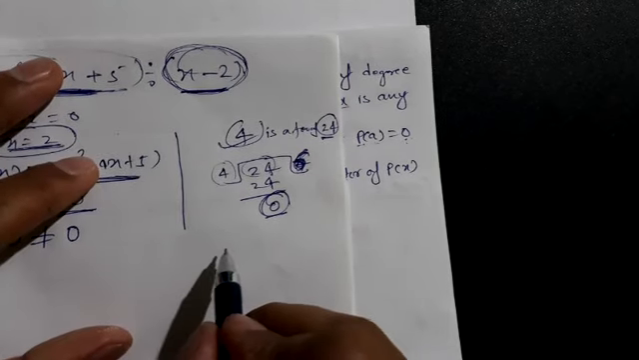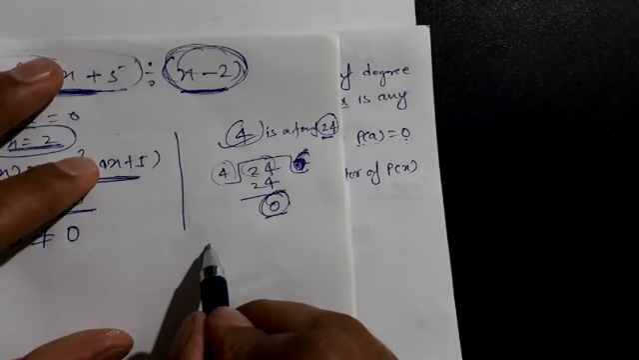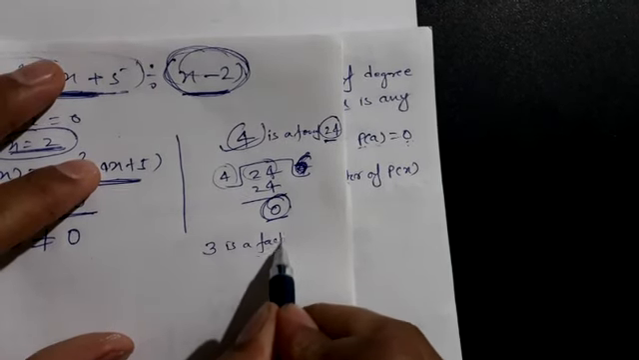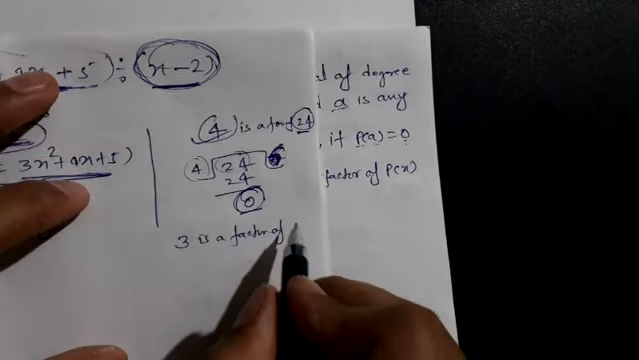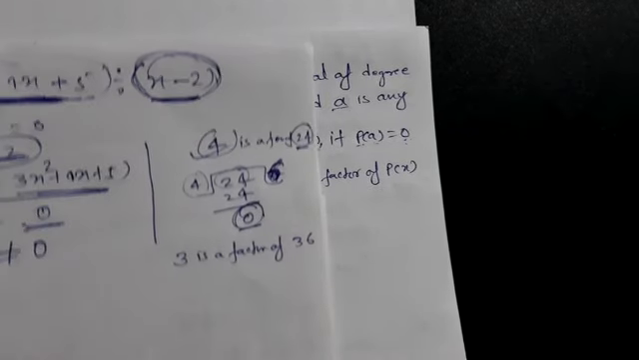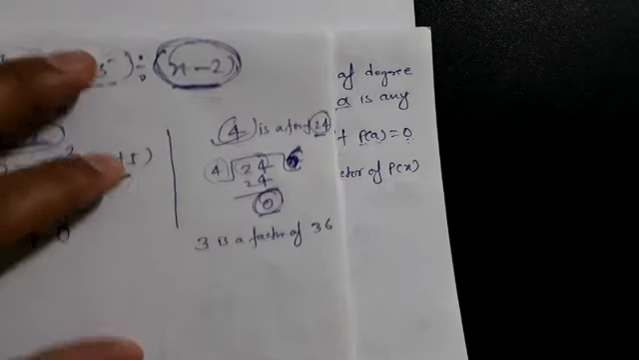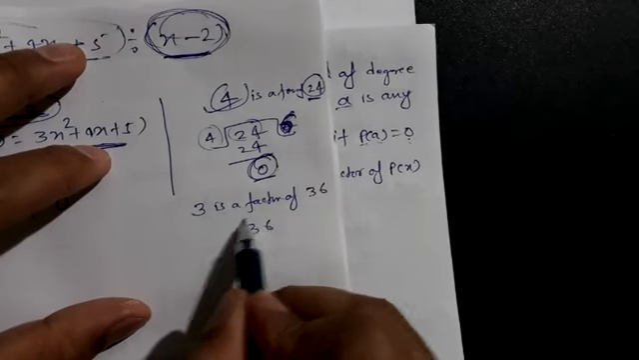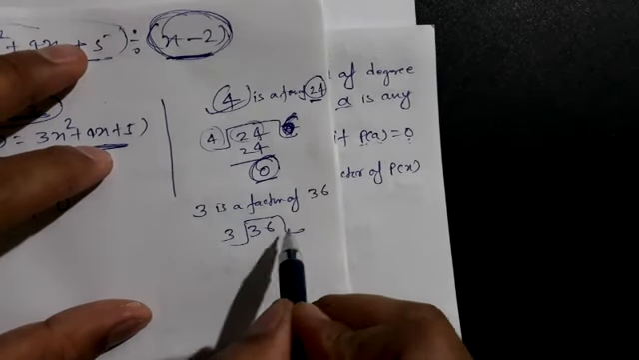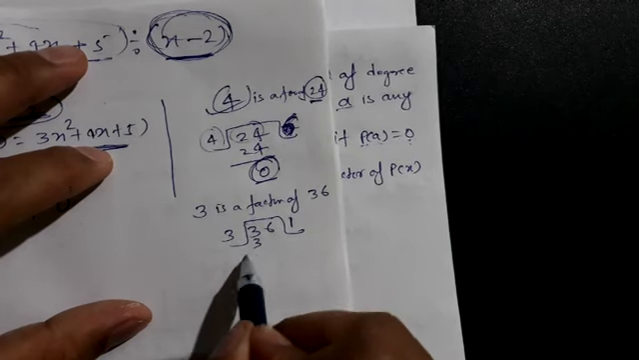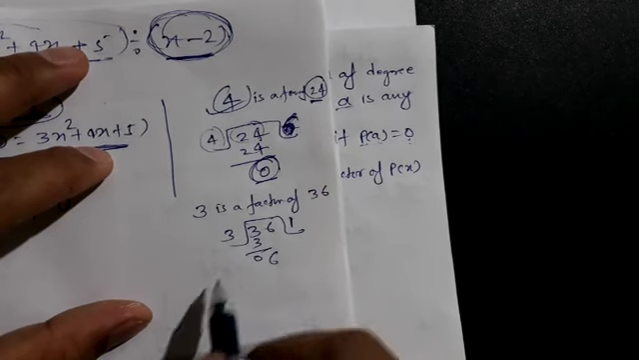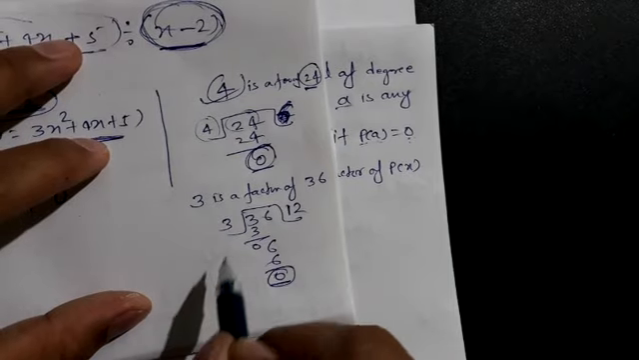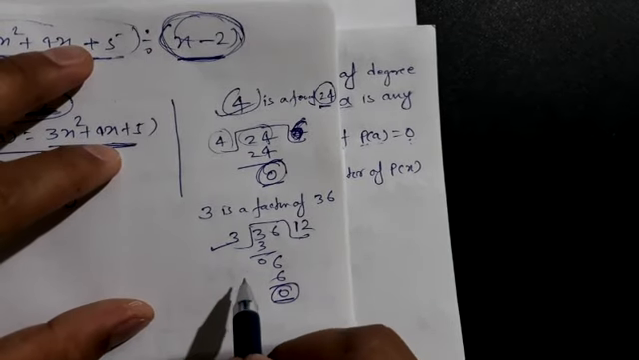In a similar manner, if I am asking whether 3 is a factor of 36, what will you do? You will divide 36 by 3. 3 ones are 3, then 0 and 6. 3 twos are 6. Again the remainder is 0. Now our remainder is 0, so we can say yes, 3 is a factor of 36.